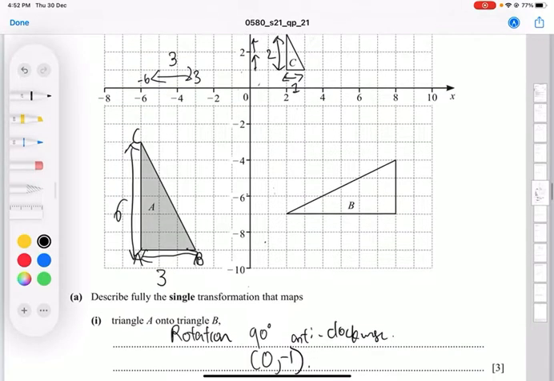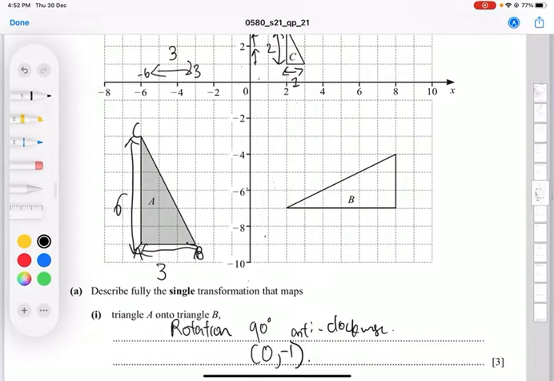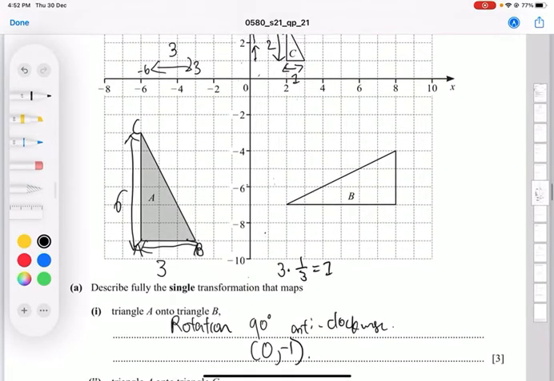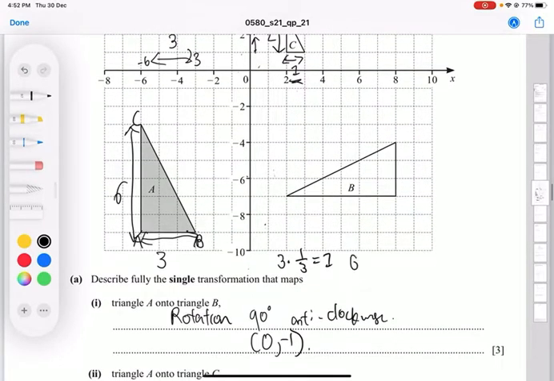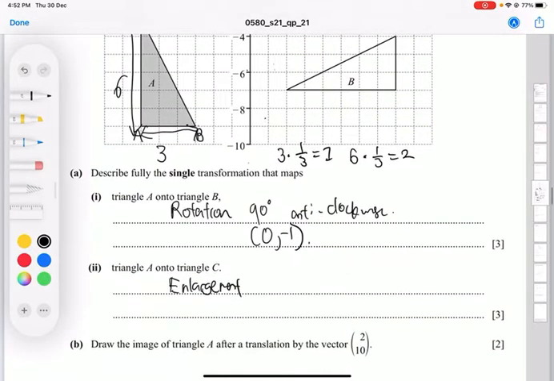Yep. So clearly you can see that there is a scalar multiplication of 1 on 3. When you take 3 and multiply by 1 on 3, that gives you 1. That's this length here. And then 6, you multiply by 1 on 3, that gives you 2. So that's 2 right here. So then your scale factor is 1 on 3.